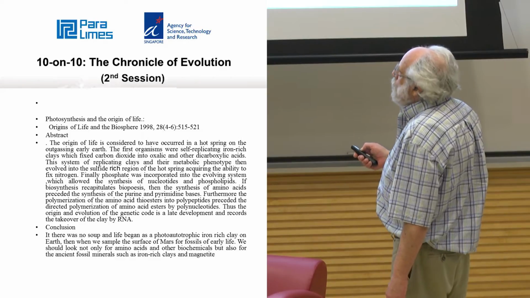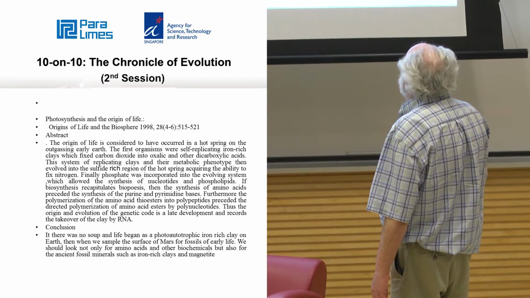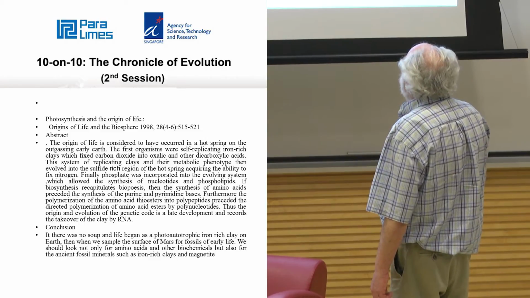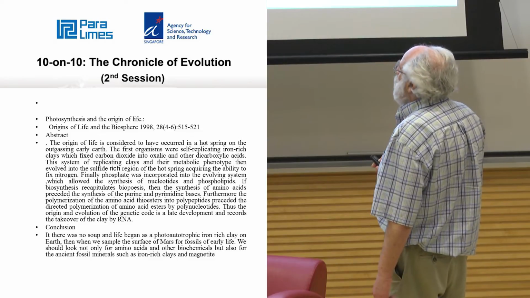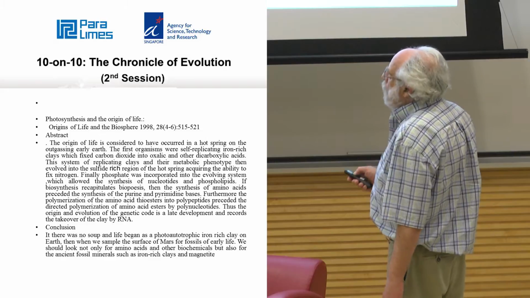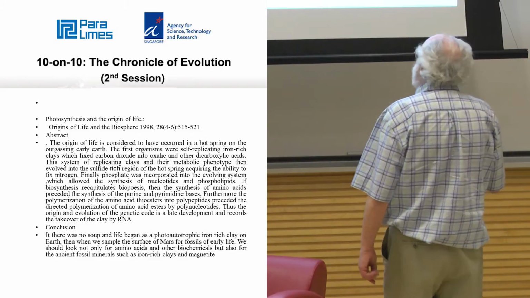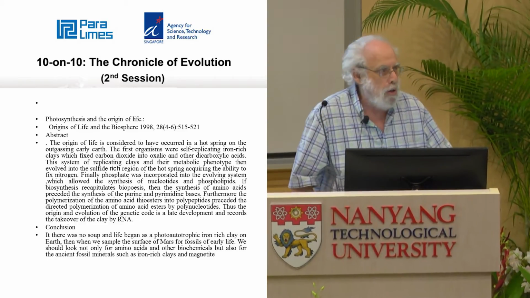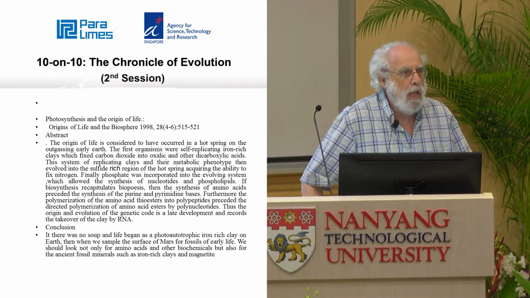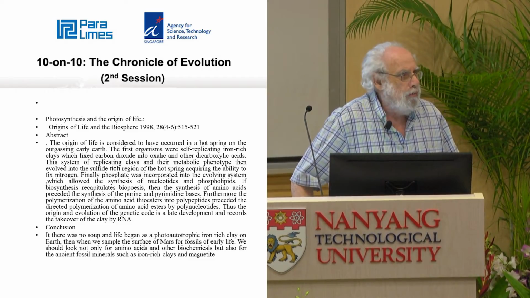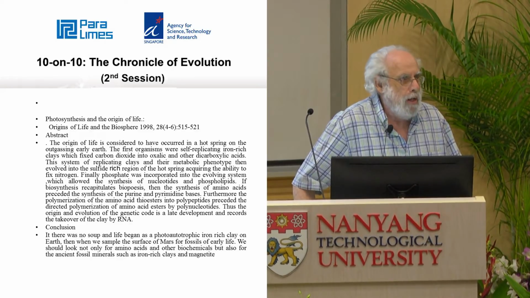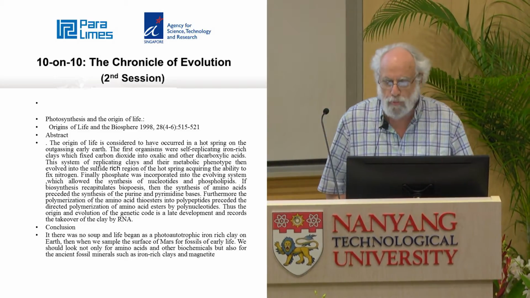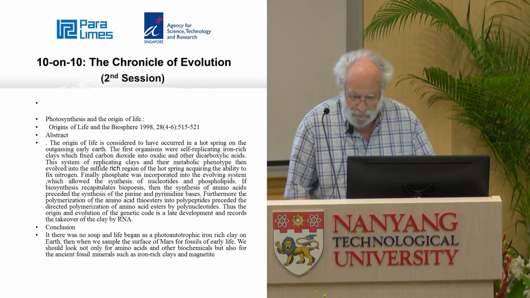So if there was no soup and life began as a photoautotropic iron-rich clay on Earth, then when we sample the surface of Mars for fossils of early life, we should look not only for amino acids and other biochemicals, but also for the ancient fossil minerals such as iron-rich clays and magnetite. And you should know now that the biggest finding on Mars is that the first 500 million years on Mars are called the phyllosilicate era, and they are dominated by iron-rich clays. So this has cosmological implications.